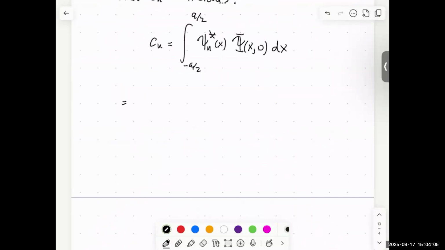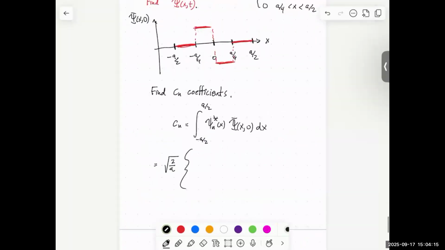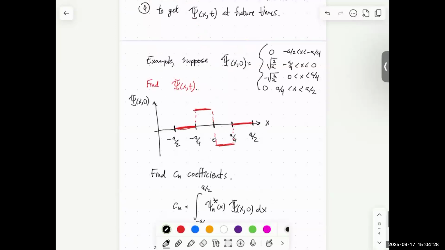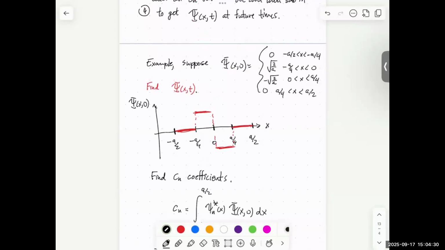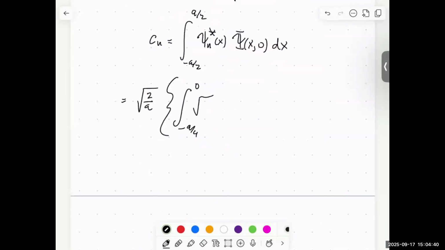So let's see, we're going to get our normalization constant. That, and then we're going to have to separate this integral into pieces. We're going to have a piece that's going to go from minus a by 4 to 0. Then we'll put in our wave function, and we're going to pick up another one of these factors because that's what phi of x0 is equal to. So phi of x0 is going to be root 2 over a.